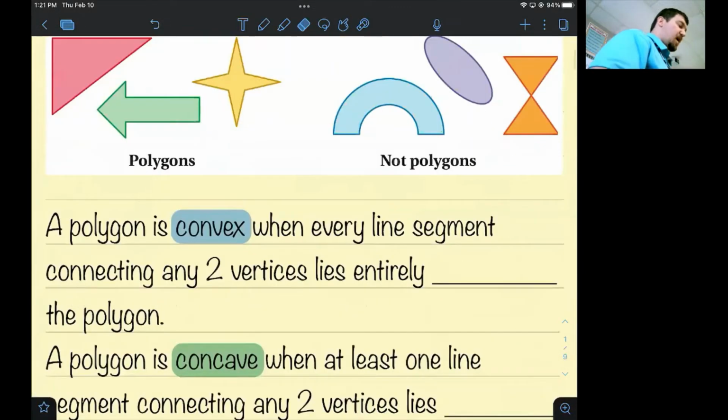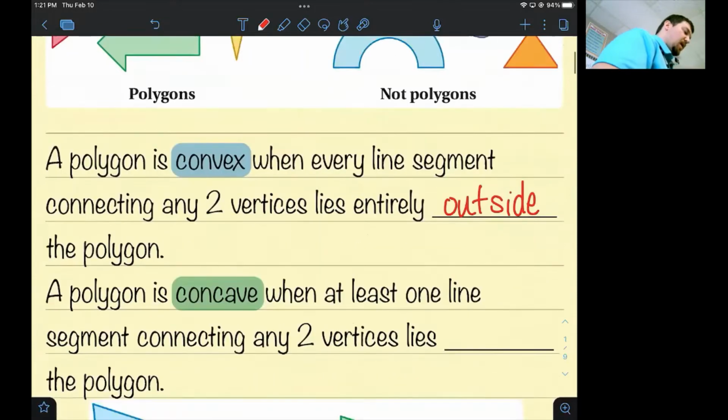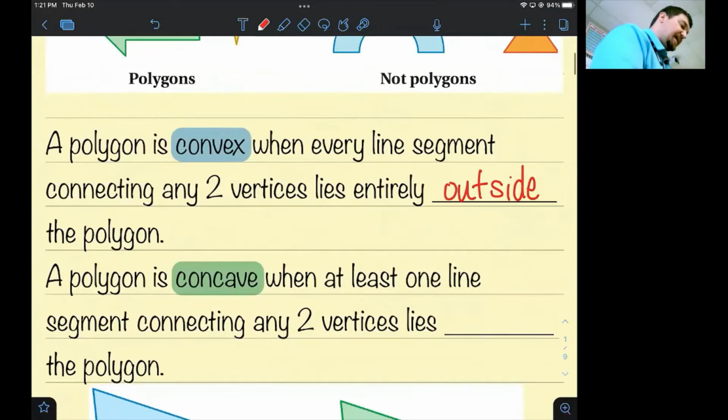A polygon is convex when every line segment connecting any 2 vertices lies entirely outside the polygon. And a polygon is concave when at least 1 line segment connecting any 2 vertices lies inside the polygon.